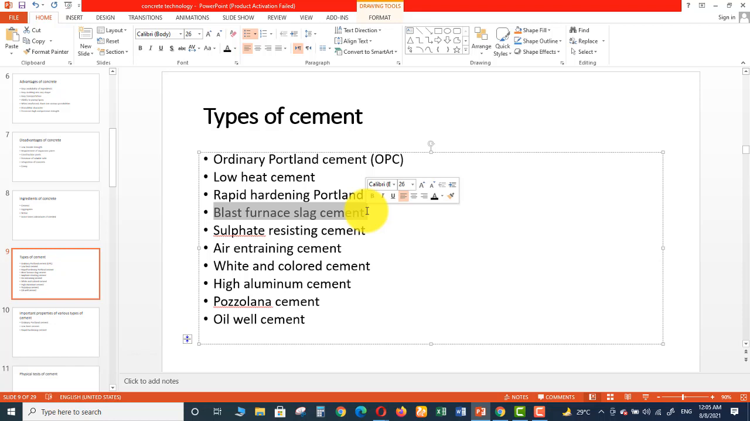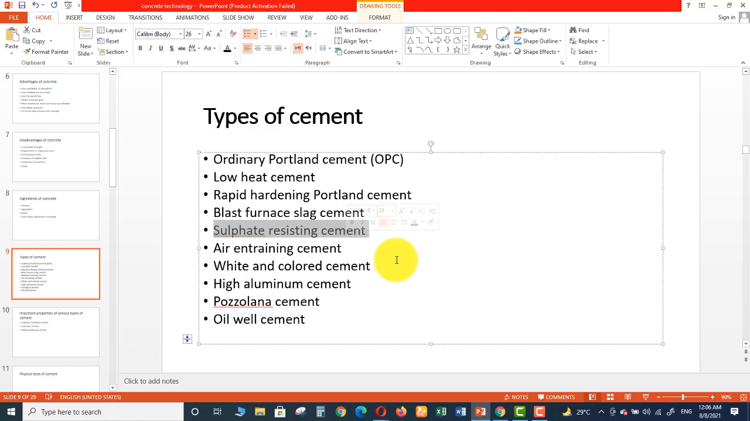The next is sulfate resisting cement. As its name shows, this is some sort of cement which resists sulfate, right? In this, the percentage of tricalcium aluminate is kept below 5%, and it results in an increase in the resisting power against sulfate. So whenever we keep the percentage of tricalcium aluminate below 5%, that kind of cement will obviously resist the power of the sulfates.